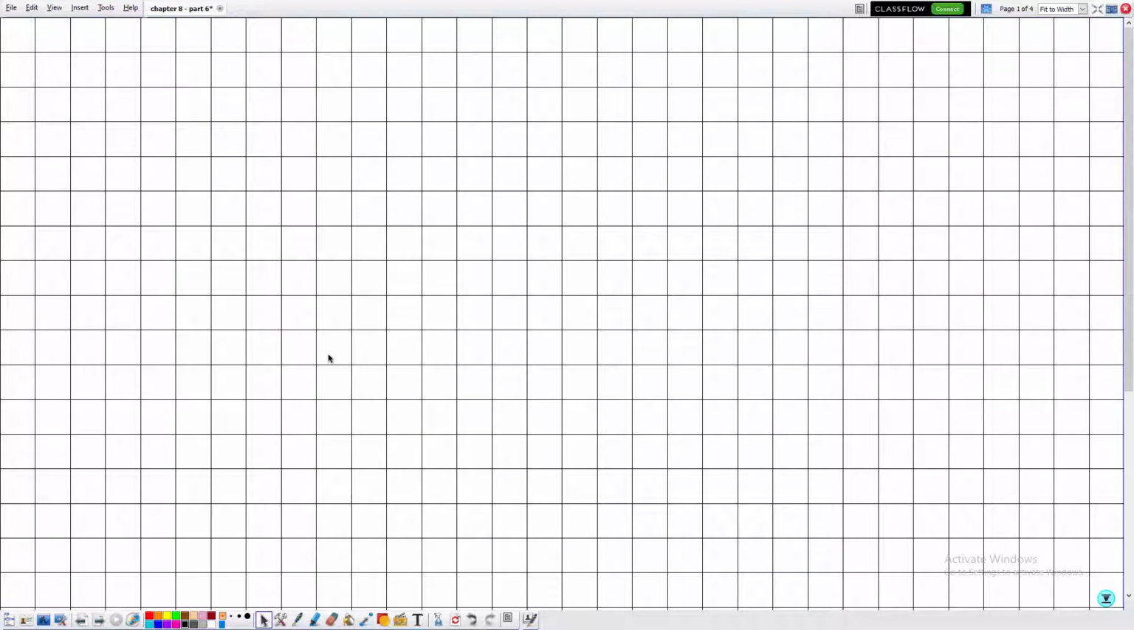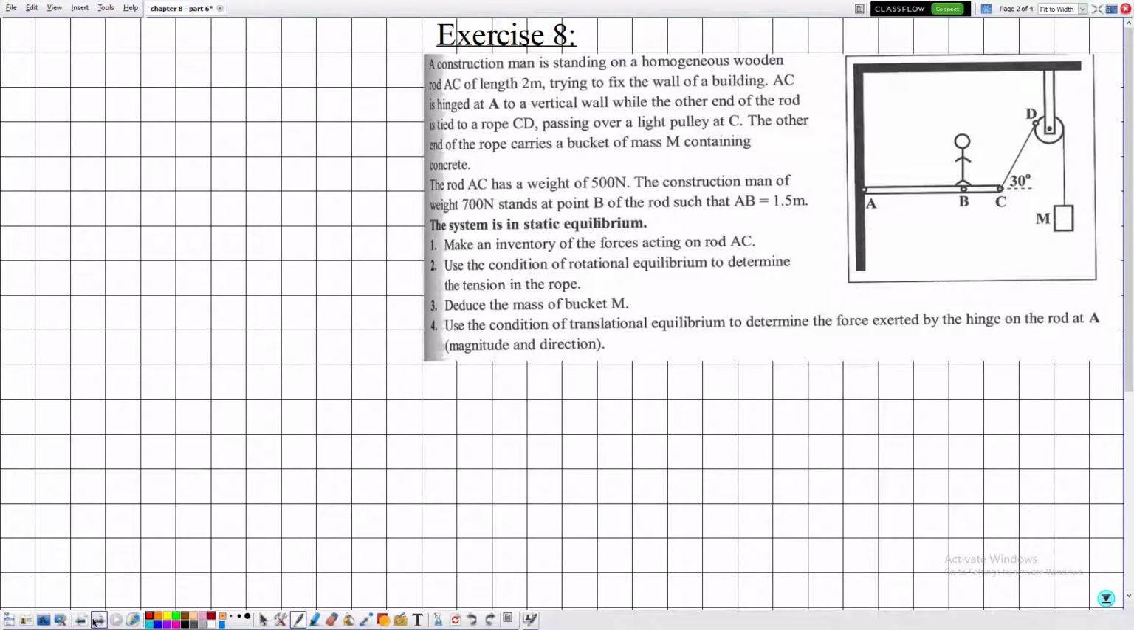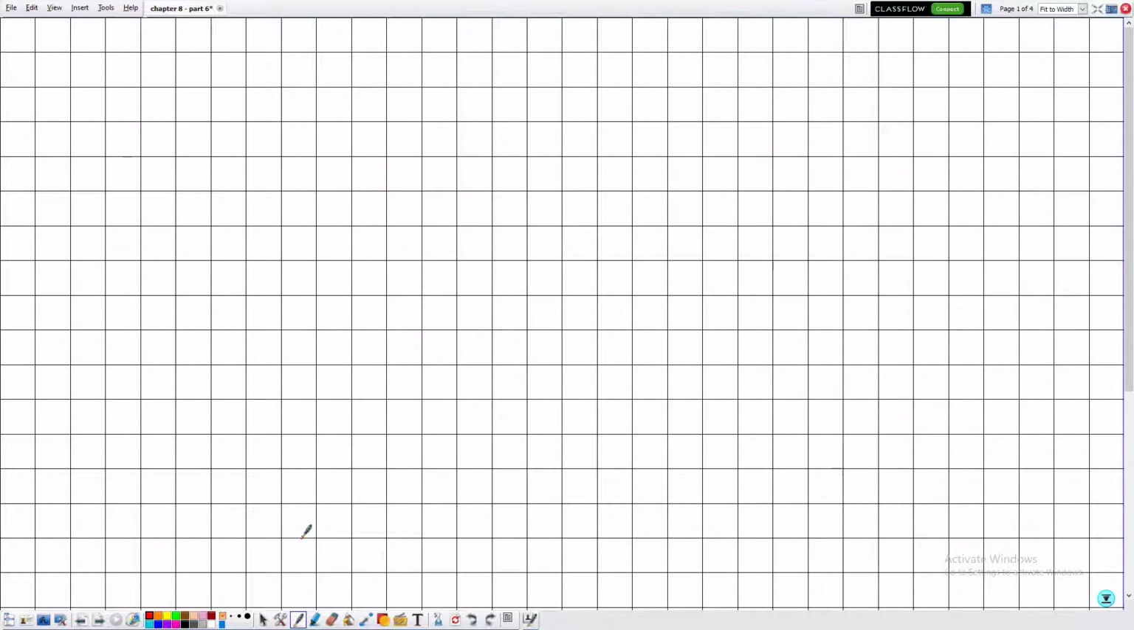So we have reached part 6 of chapter 8, which is the chapter of Newton's second law for rotation. Now in this one, before we start solving this exercise, which is exercise number 8, I want to clarify several things that are extremely important for us. So let me start with the following note, and I want to recall the principle of interaction.